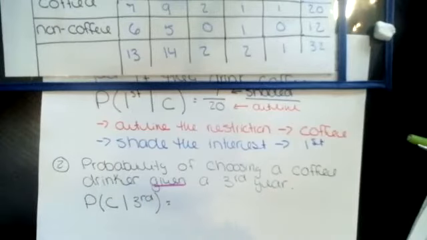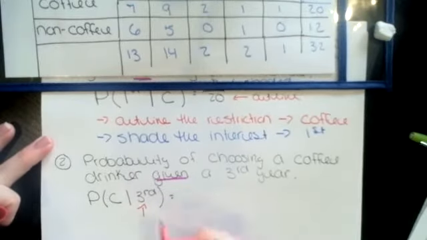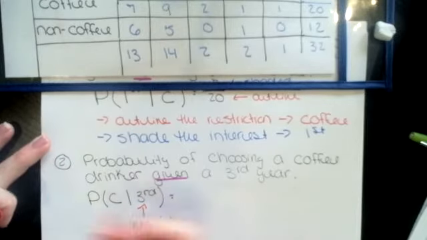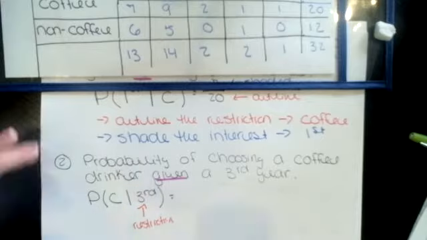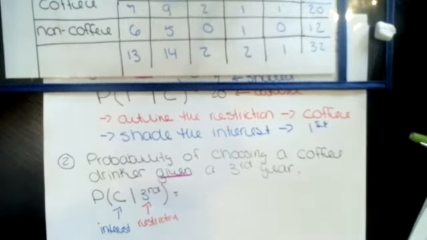I'm going to outline my restriction and shade my interest. I'm sorry, I don't know why I keep saying the wrong thing. So I'm going to outline my restriction, and I'm going to shade the interest. The interest is always what we're trying to find the probability of.